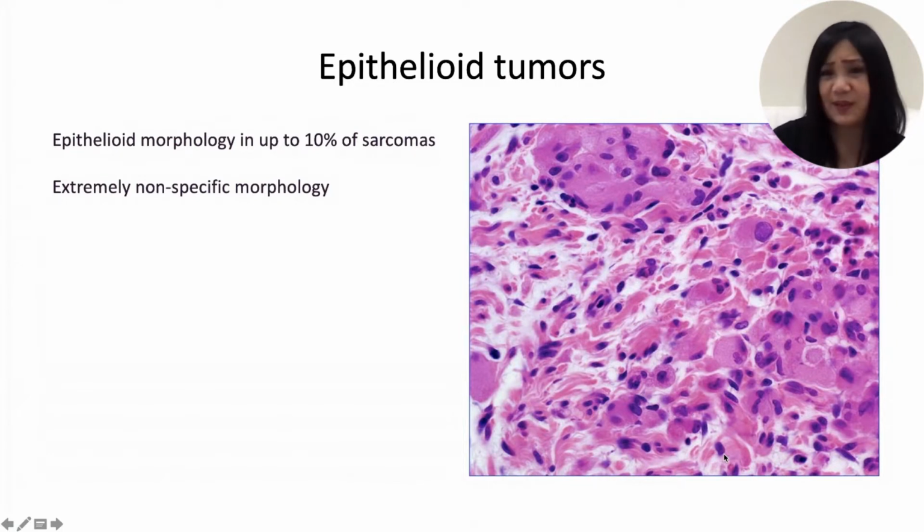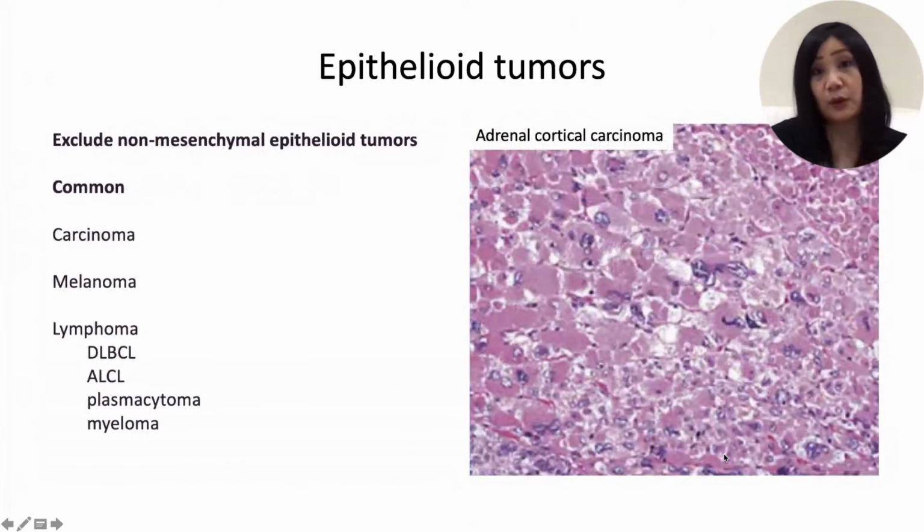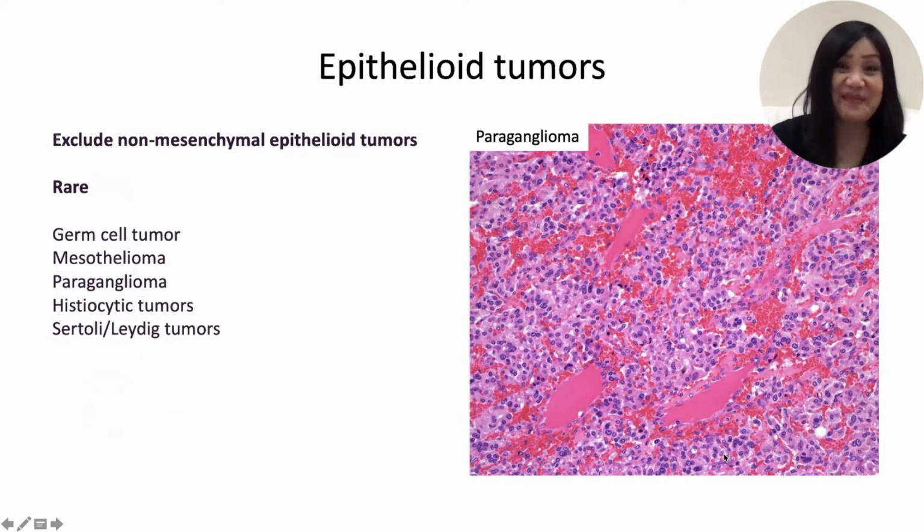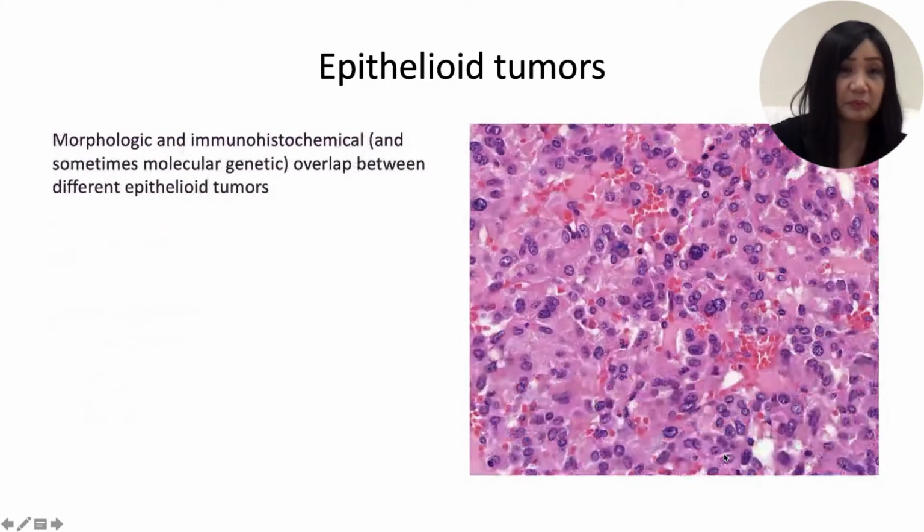So it's extremely non-specific. First, of course, we need to exclude all the non-mesenchymal epithelioid tumours. Common ones are carcinomas, particularly entities such as adrenal cortical carcinoma, also melanoma, of course, and various lymphomas, before we diagnose something that's mesenchymal. And let's also remember that there are rare epithelioid neoplasms, including germ cell tumour, mesothelioma, paraganglioma/pheochromocytoma, various histiocytic tumours, and Sertoli-Leydig tumours.